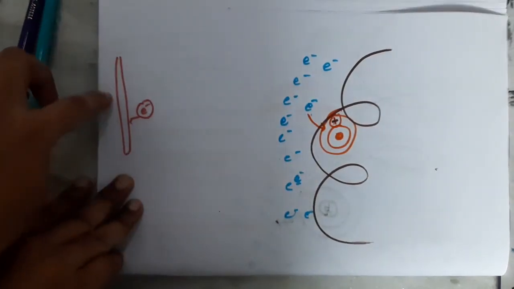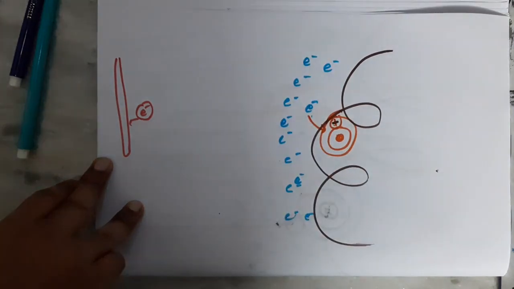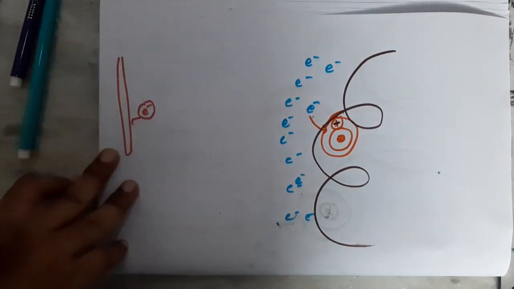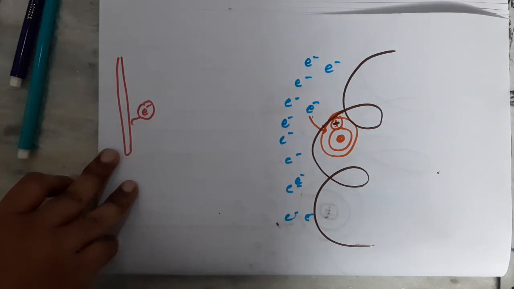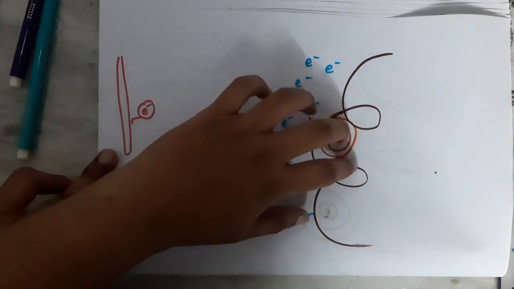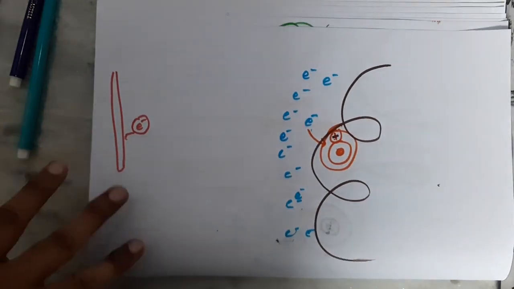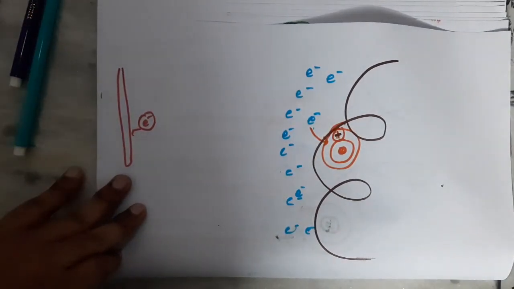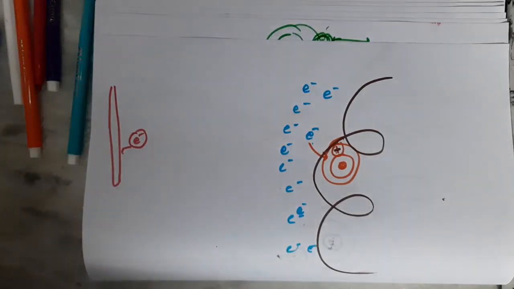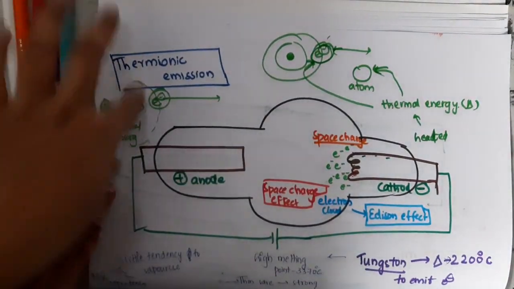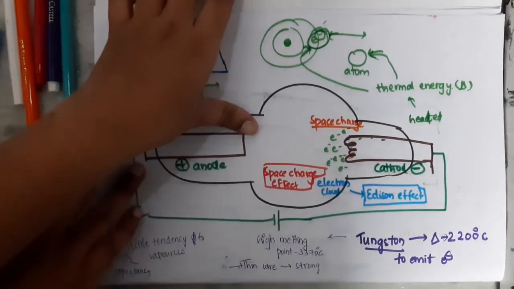That is, some electrons are given out to the anode, and a few electrons are taken back by the tungsten wire, so that equilibrium is maintained. The number of electrons emitted from the filament is equal to the number of electrons the atoms are acquiring. So the number of electrons returning to the filament is equal to the number being emitted. As a result, the space charge effect always remains constant. Okay, so I think we have understood something about thermionic emission. So there are things like thermionic emission, Edison's effect, space charge.